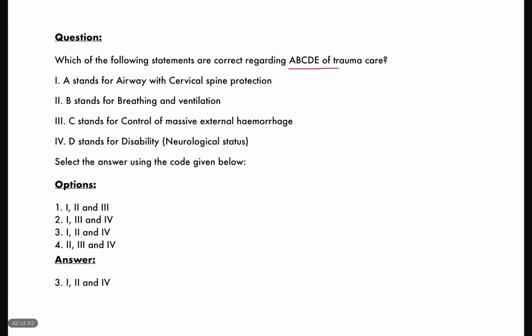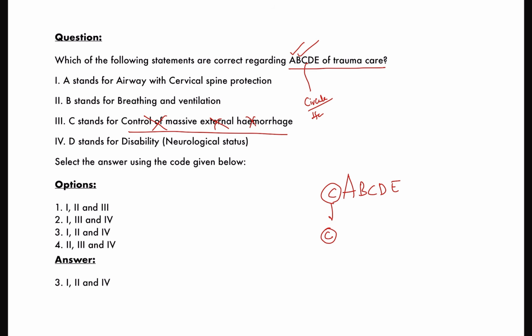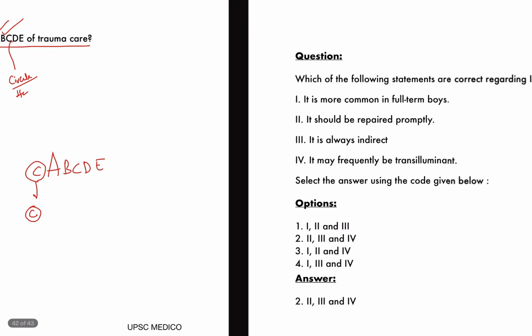Now A, B, C, D, E, the primary spread of trauma is: A is airway, B means breathing and ventilation, C is circulation, and hemorrhage. Okay, this is not control of massive external hemorrhage. There is new parameter called C, A, B, C, D, E. So this C, small c, not capital C, small c stands for control of massive external hemorrhage. So this is wrong. D stands for neurological status. A, D, 1, 2 and 4. So the correct answer is option 3.